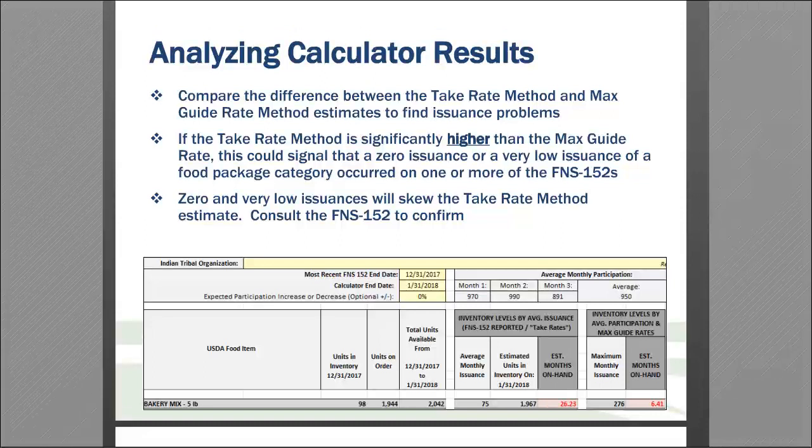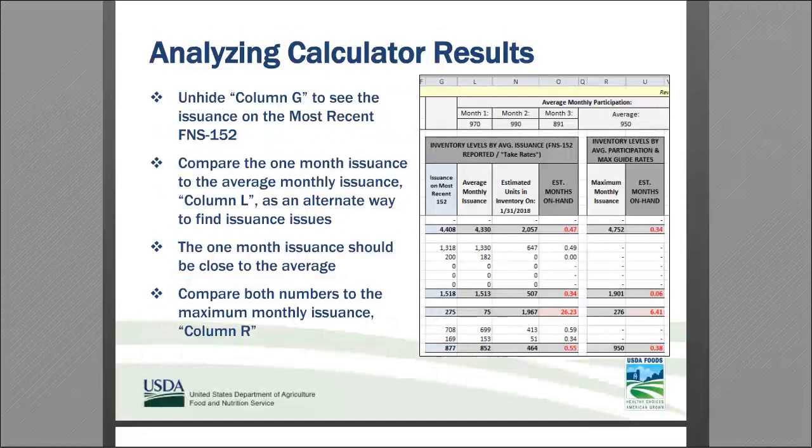In the ITO example shown on the slide, zero issuances of bakery mix were identified in October and November. Another way to spot possible issuance problems is to compare the average monthly issuance with the most recent month's issuance. The 1 month issuance should be close to the average. If the average issuance is much lower or higher than the most recent month's issuance and participation has remained stable, then there may be an issuance problem.